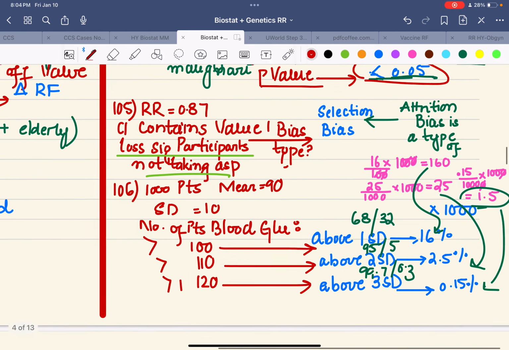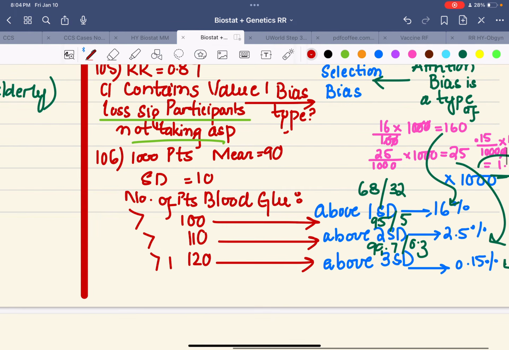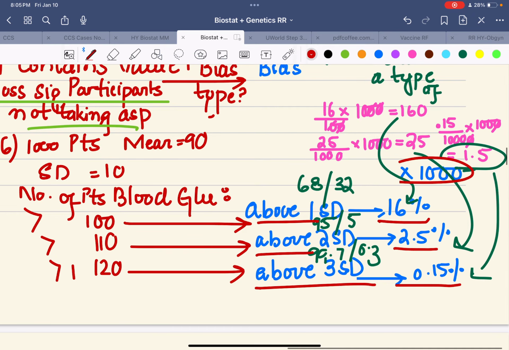And this is simply by calculating that above 1 standard deviation would be 16%, above 2 standard deviations would be 2.5%, and above 3 standard deviations would be 0.15%. And if you have 1,000 patients, then you can simply multiply 1,000 by 16%, 1,000 by 2.5%, and 1,000 by 0.15% and calculate it.